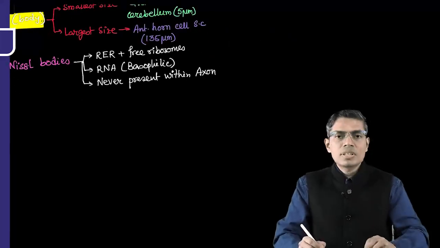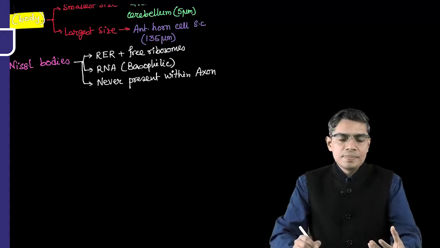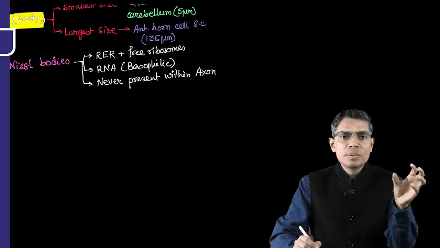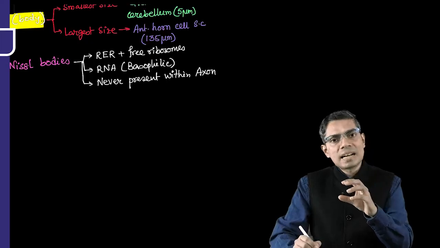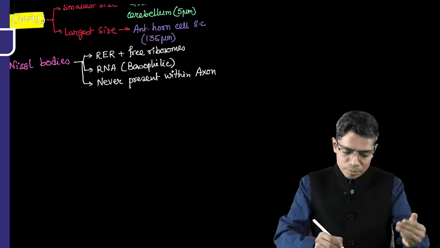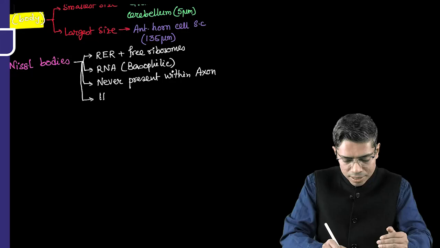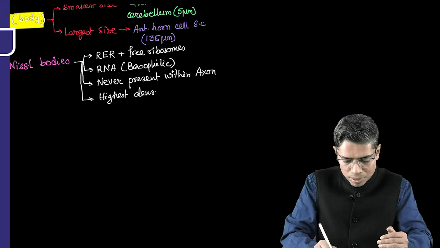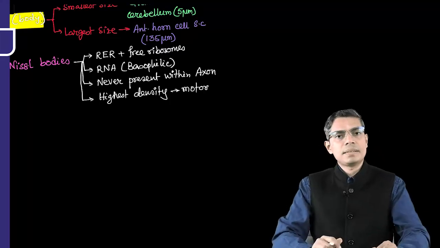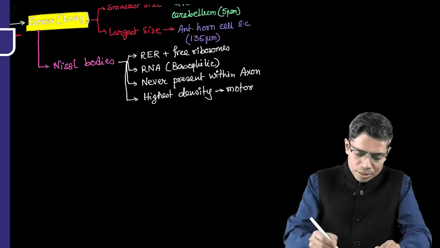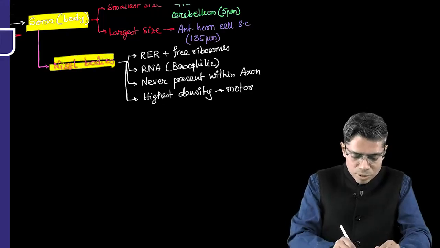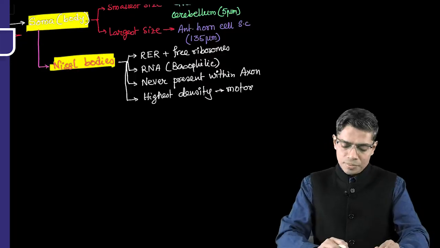That information is also important. Now, because the Nissl body is a protein synthesizing machinery, the number of Nissl bodies will be more according to the metabolic activity of the neuron. That means if the neuron is more metabolically active, more Nissl bodies will be there. That's why it is said in the book that the highest density of Nissl bodies is found in motor neurons, which are metabolically very active. So this information may be helpful for MCQ purposes. Please try to remember.